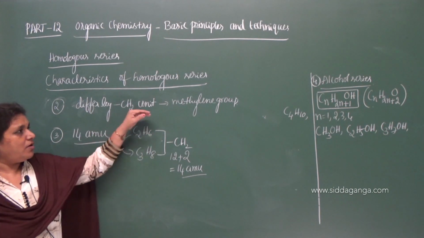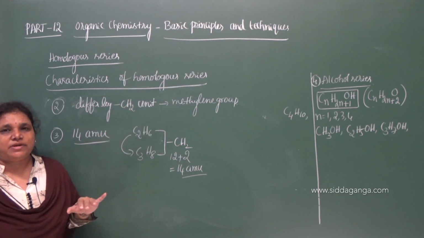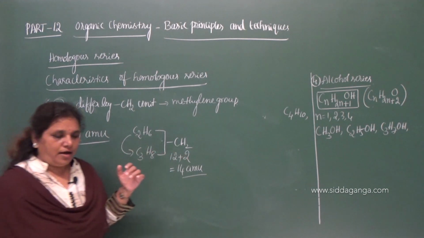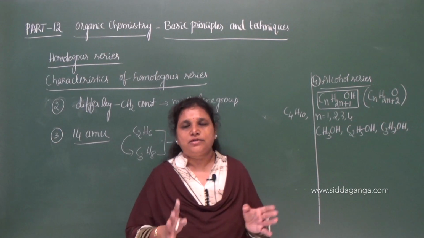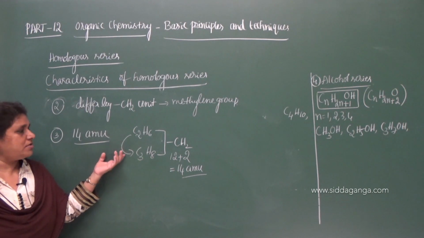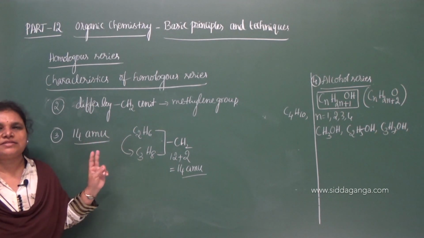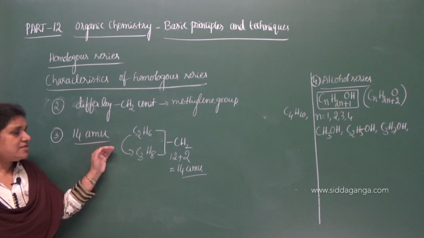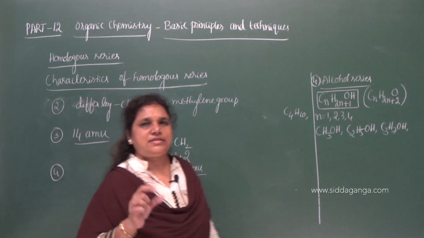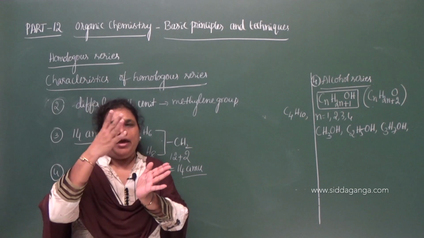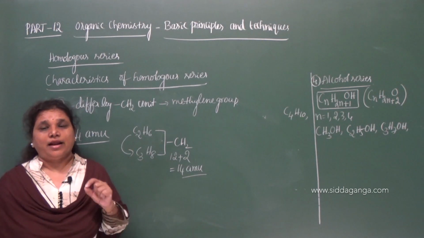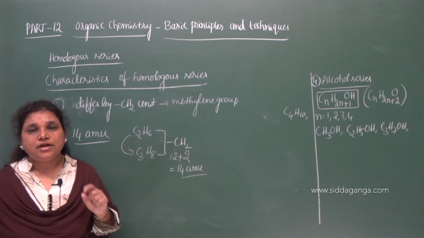This is because every successive member in a series differs by a CH2 unit. Because of that, the difference in molecular mass is also constantly 14 units between every successive member in a series. On the basis of this, you can say that every successive member in a series shows a regular, gradual gradation in the physical properties.